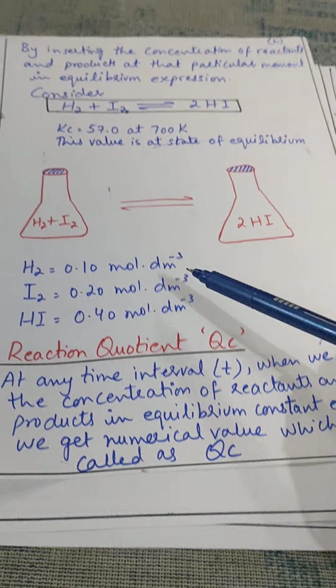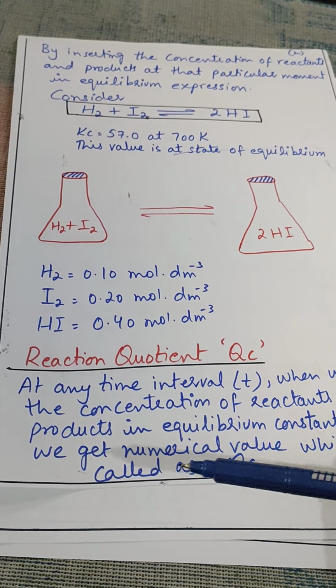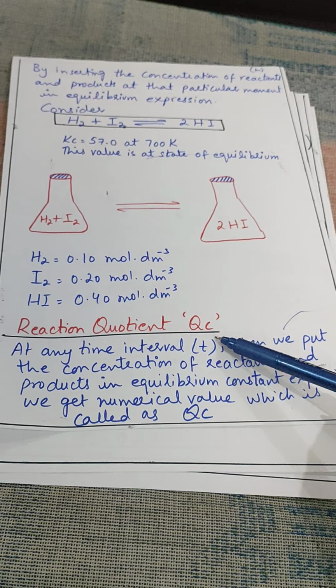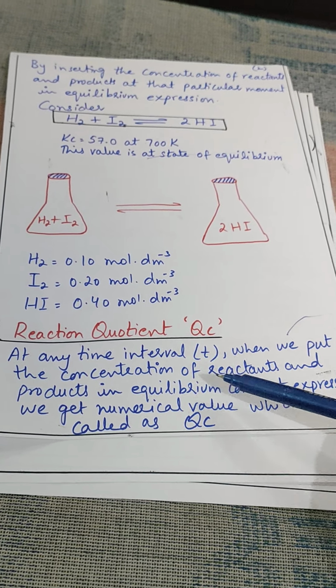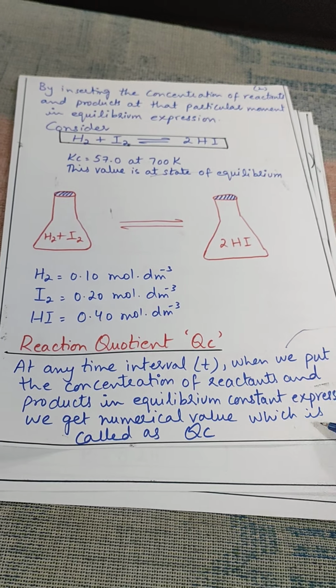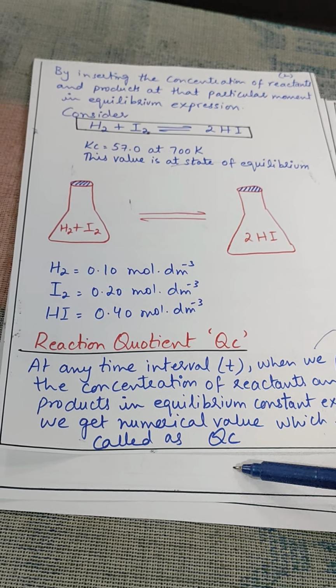Before going to discuss the example in detail, first you should know what the reaction quotient is. The reaction quotient is represented by Qc. So at any time interval, when we put the concentration of the reactants and the products in the equilibrium constant expression, we get the numerical value which is called the Qc.